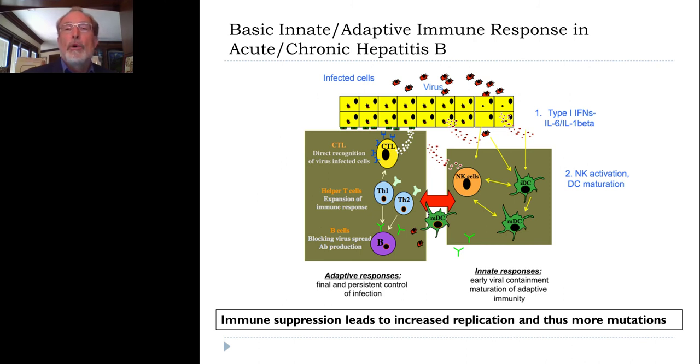This immune control means a more active, robust immune system, keeping viral replication to the lowest level possible. That immune control typically means a better prognosis, a lower risk of progression to cirrhosis, cancer, transplant, and death.